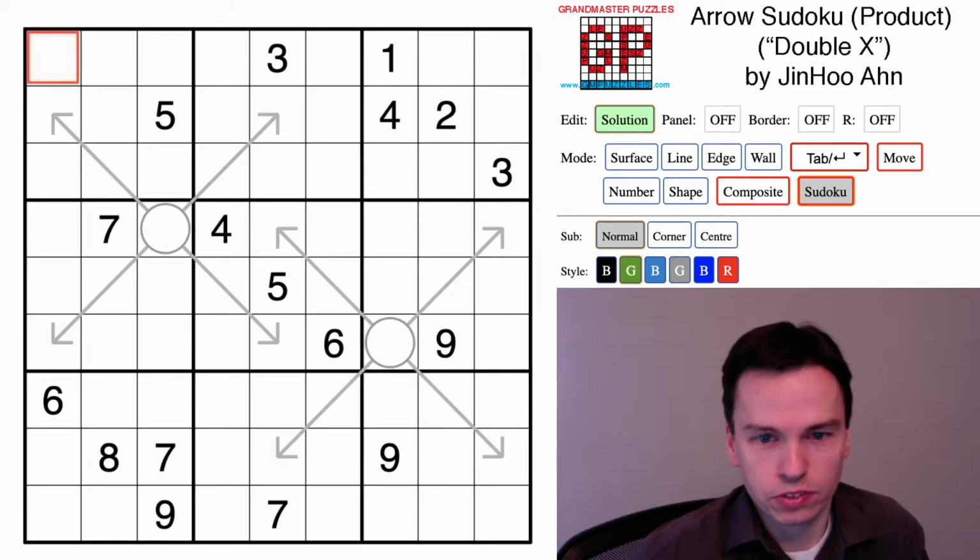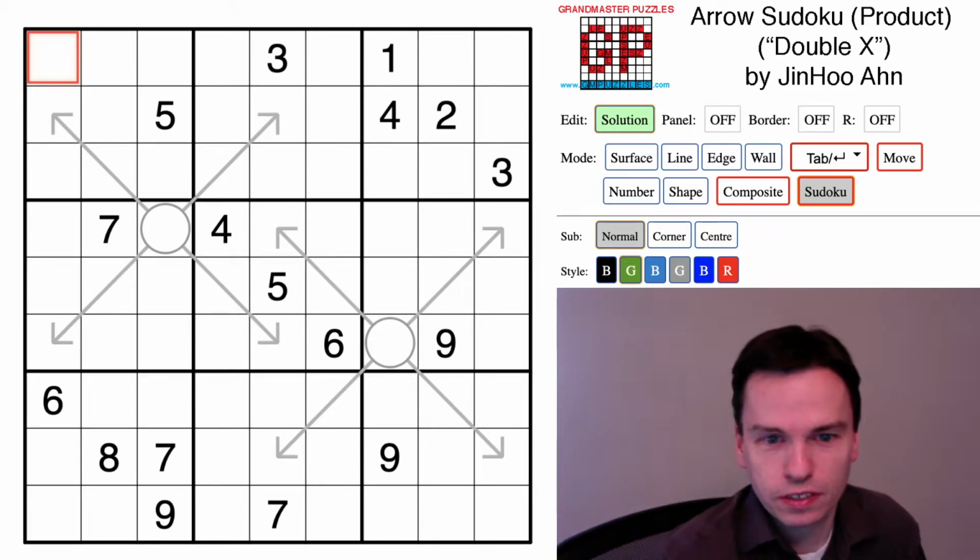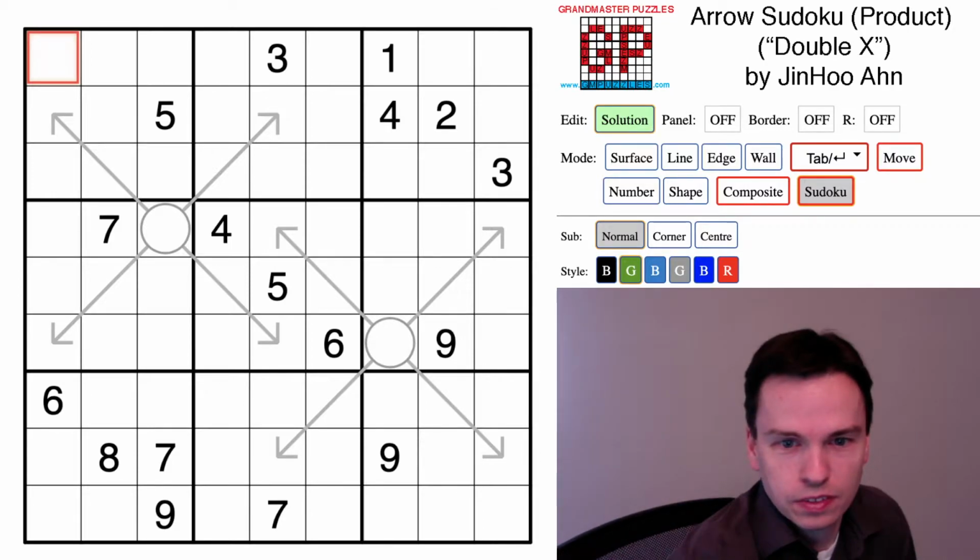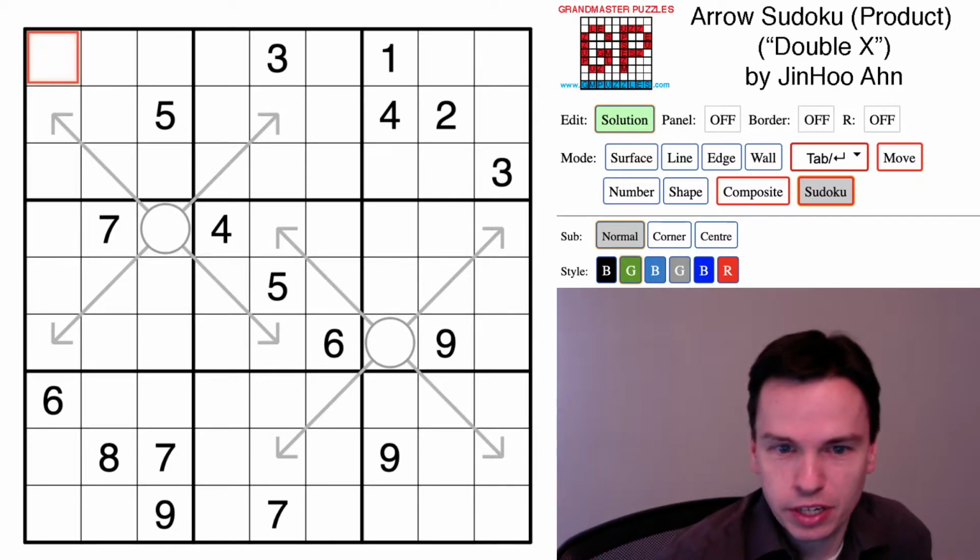So we're here to solve this Arrow Sudoku variation by JinHoo. It has a pretty cute double X theme and actually works really well with this variation where you have to have one aha at the start to really get through the grid.